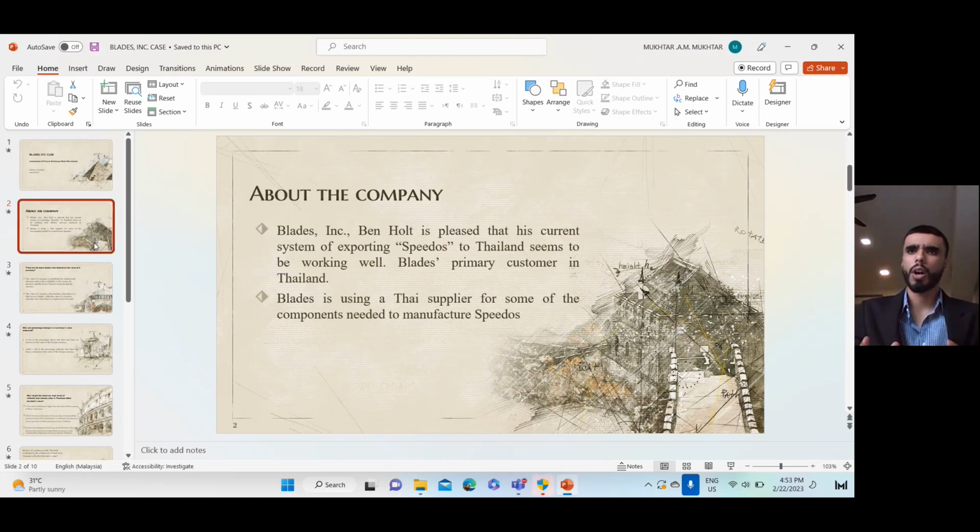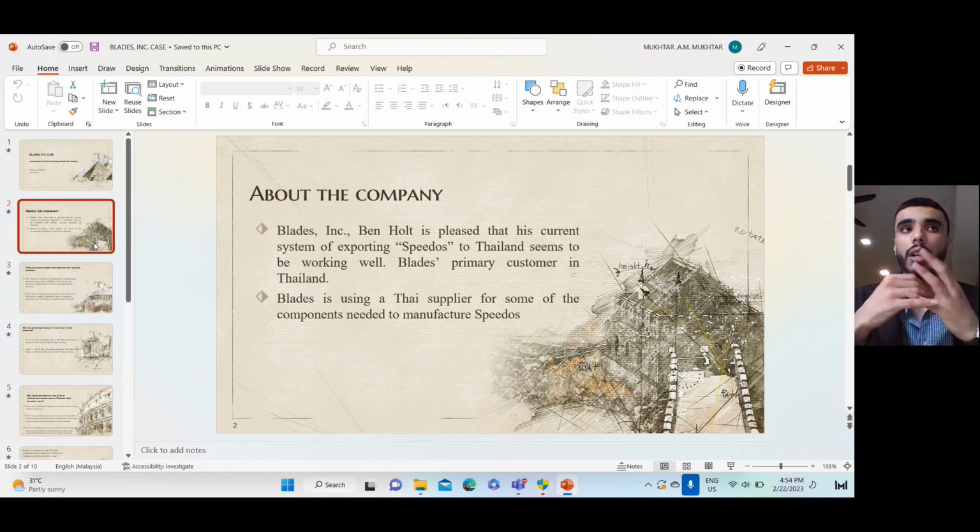About the company. So now, after we heard the name, we're going to speak about the company. What does it do? What is the company, anyways? What are the transactions they have? What are they usually capable of doing, and all of these things. So about the company, Blades Inc.: Ben Holt is pleased that his current system of exporting Speedos to Thailand seems to be working well. Blades' primary customer is in Thailand.